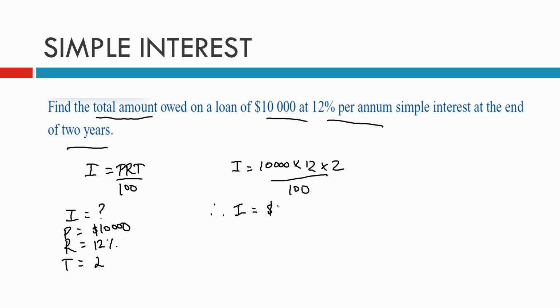$2,400. That is just, guys, the interest by itself. But the question is asking for total amount owed. I haven't repaid any money yet. There's nothing about repayments here. So how much did I borrow?